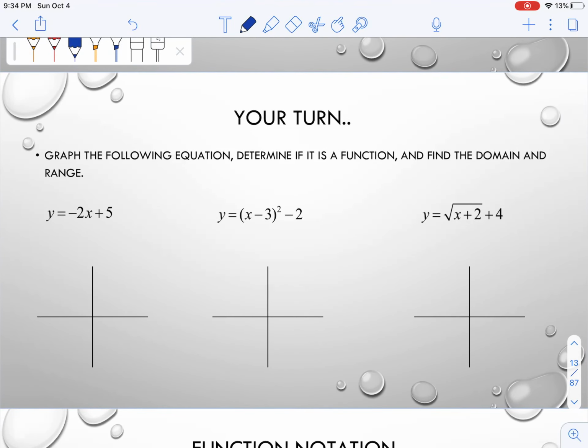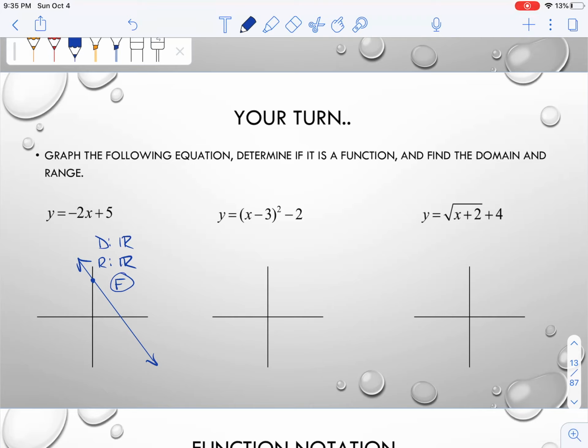If we take a look here at these three equations, I can go through and sketch them. Here I have the first one, y equals -2x plus 5. I'm going to have a line with a y-intercept of 5 and a slope of -2, and it looks about like this. Okay, my domain is going to be all reals. My range is going to be all reals, and if you evaluate the vertical line test, this is a function.